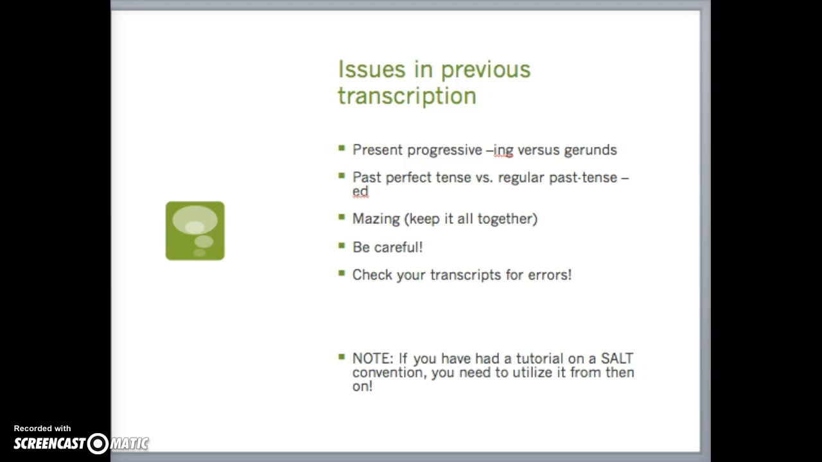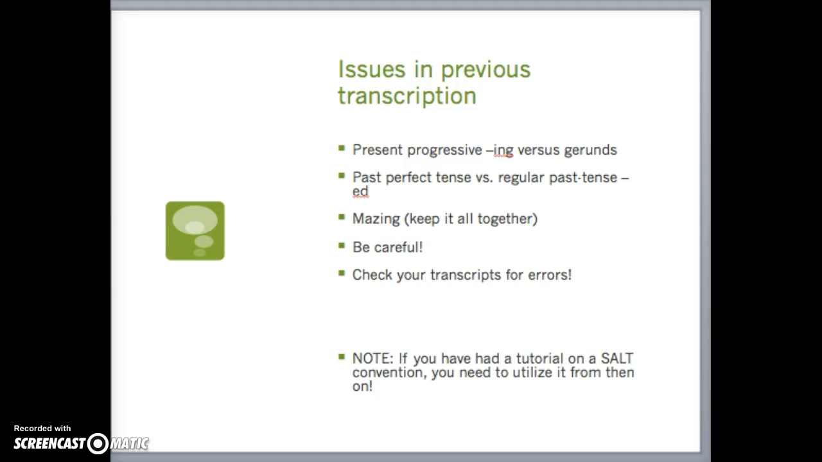So that's an important distinction, and we're going to look at a SALT transcript in a minute to show you the difference. In contrast, we've also got the past perfect tense versus regular past tense ed, because you only slash regular past tense ed. Past perfect tense is going to be things like he was supposed to come home. That's supposed, the ed does not get slashed, as opposed to if you said he jumped across the river. The jumped is going to be slashed because it's regular past tense ed.